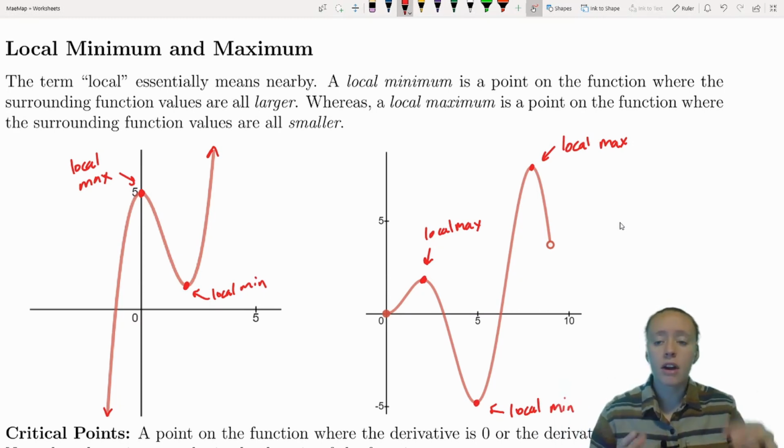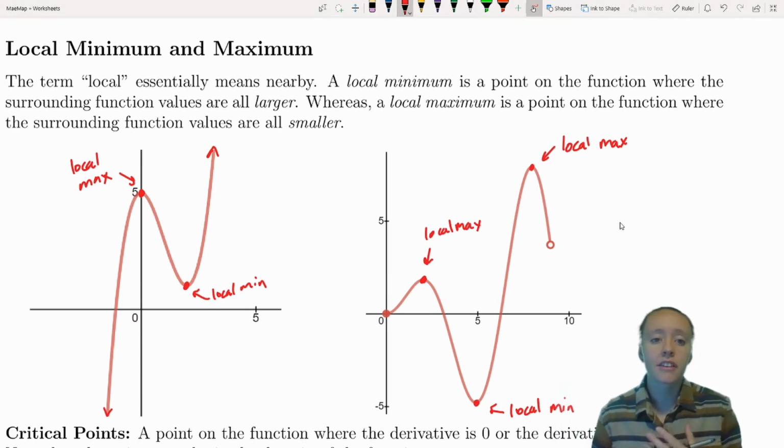And you may also hear the term relative. That's another synonym for local in this case. So a function can have multiple relative maxes and multiple relative minimums.